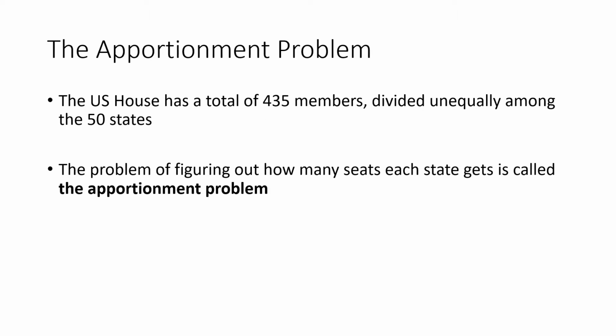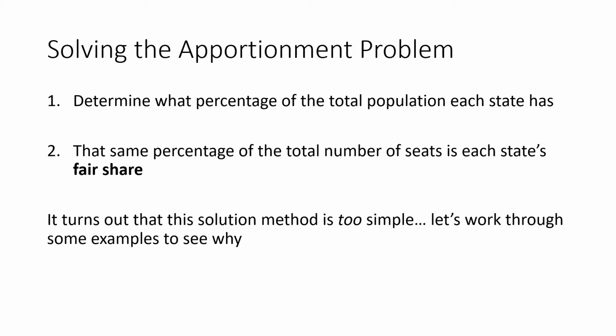So we have 435 members in the US House divided unequally, right, divided based on population among those 50 states. And so the apportionment problem is to figure out how do we do that? How do we figure out how many seats each state gets? That's the apportionment problem. So the basic idea is to determine what percentage of the total population each state has and give that percentage of the total number of seats to each state.